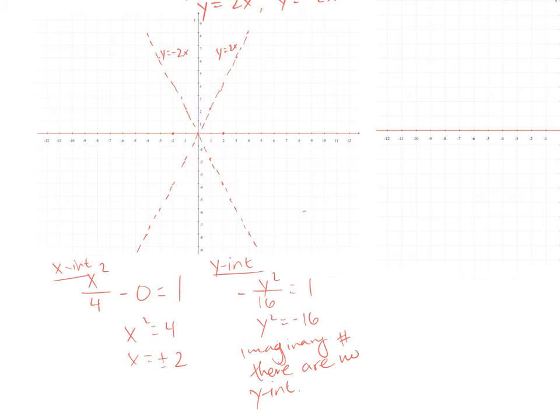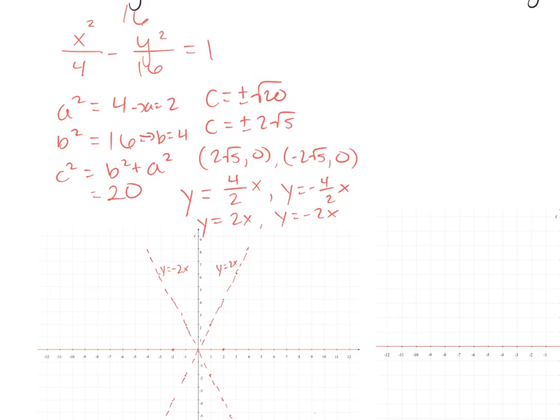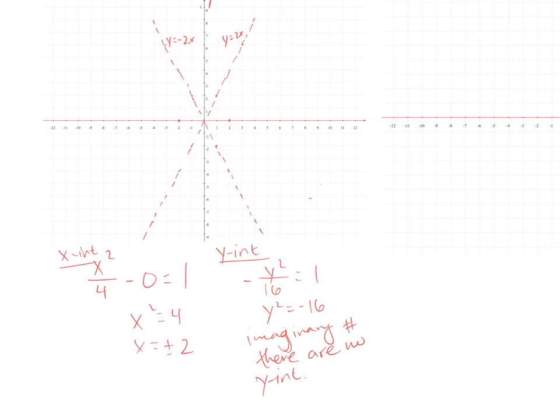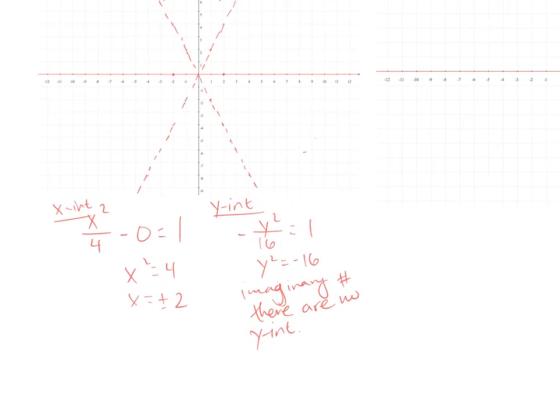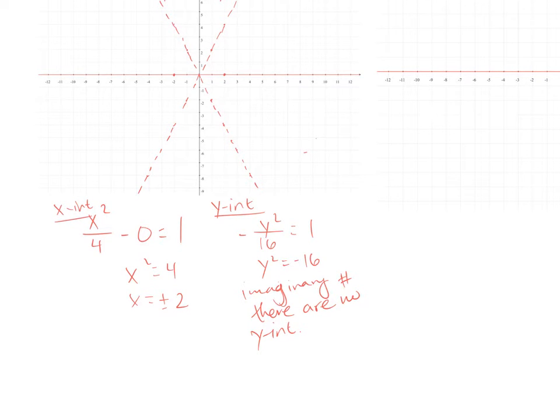We've also got to plot our foci, which were 2 square root 5, 0, and negative 2 square root 5, 0. So that's somewhere around like negative 4, I want to say, because square root 5 is like 2.1-ish. So I'm going to plot them near 4, a little past 4 actually, so 4 and negative 4. And I'm just going to label them F1, F2.